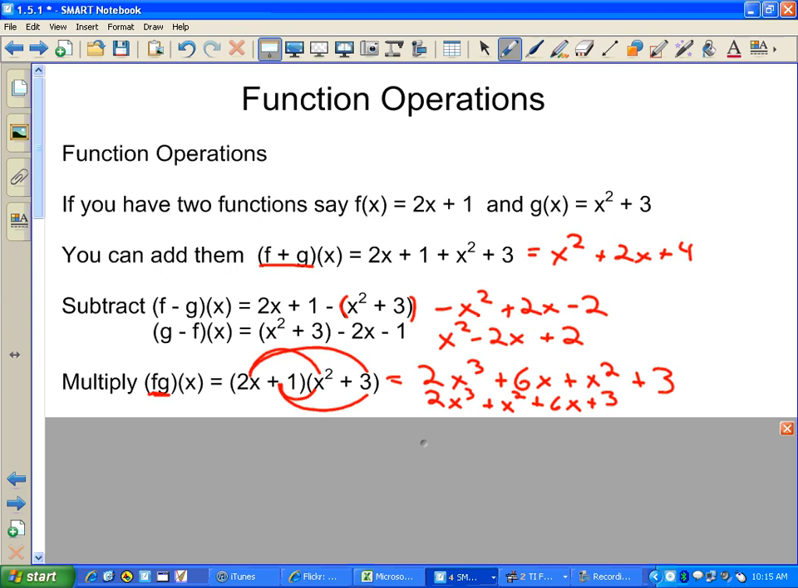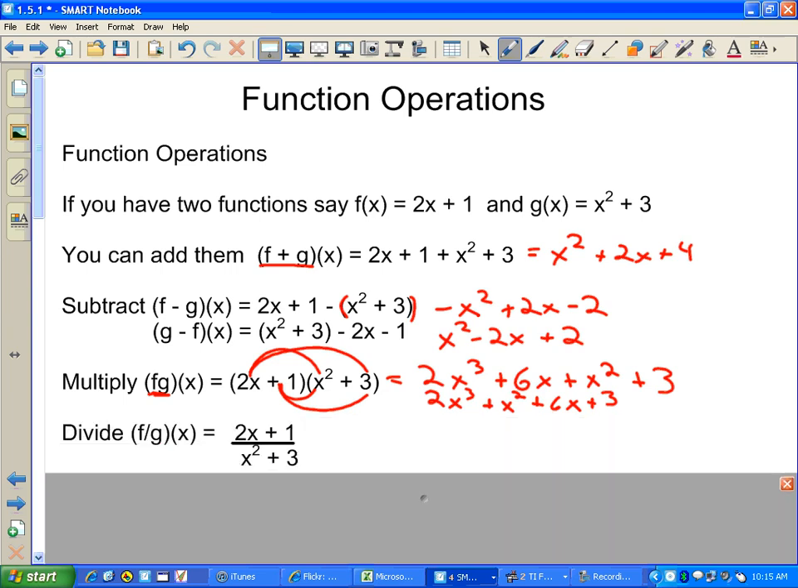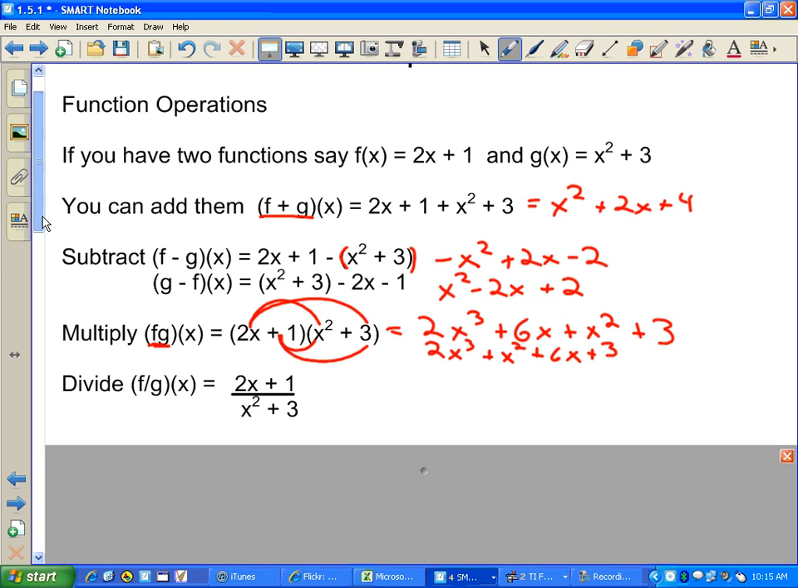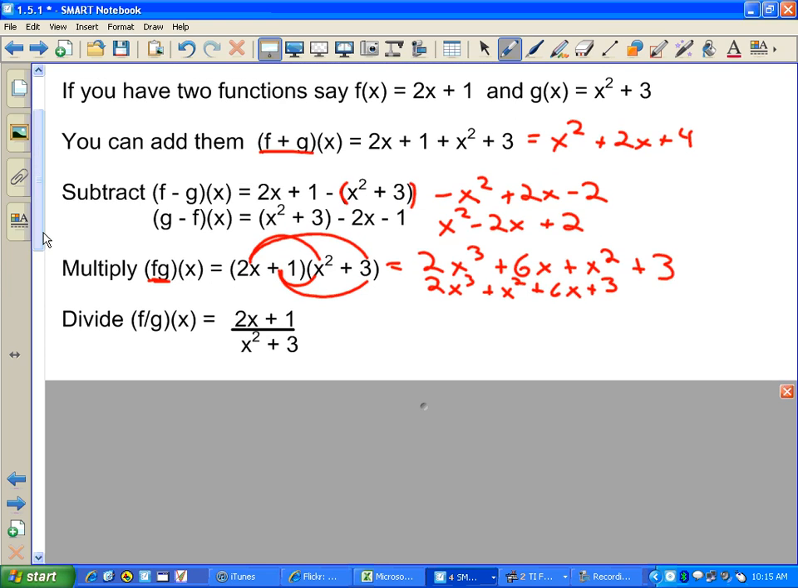What would g times f of x be? Same thing. Multiplication is commutative. Okay, you can switch the order. Same thing. You can divide. So if you divide, I would just leave it like this. You end up with a rational function.